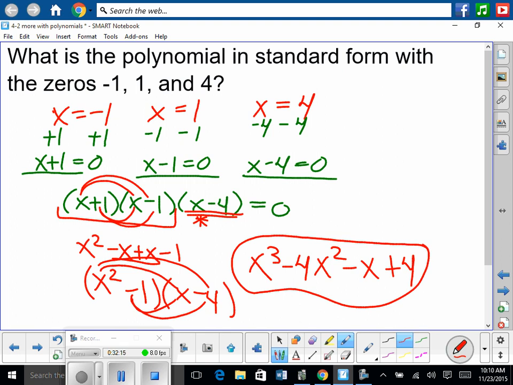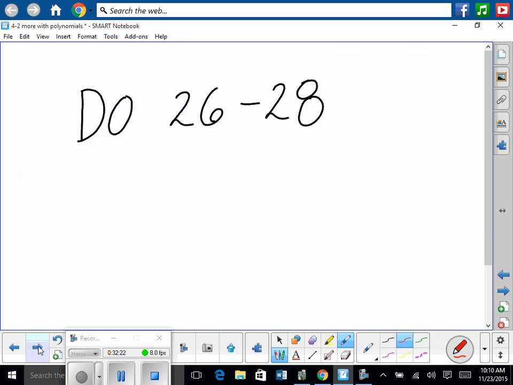So you're just going backwards. We have learned this before. So hopefully you're okay with that. Do problems 26 through 28. Ready, set, go. 26 to 28.